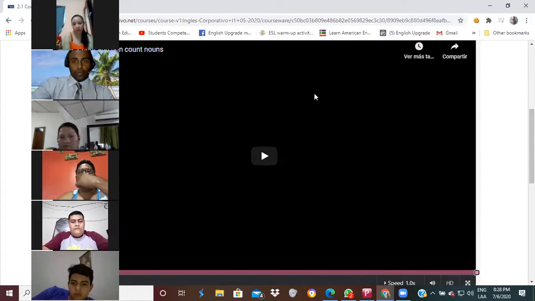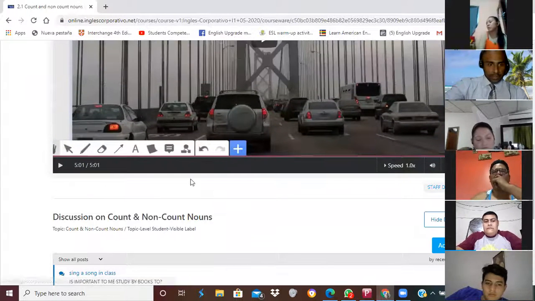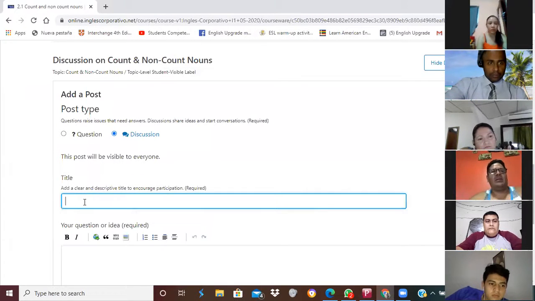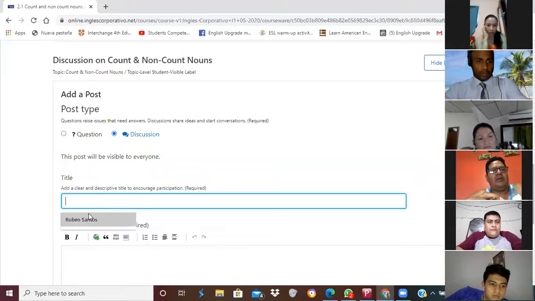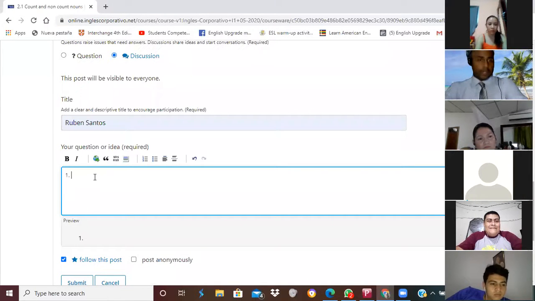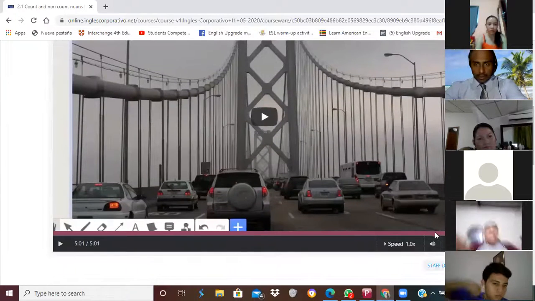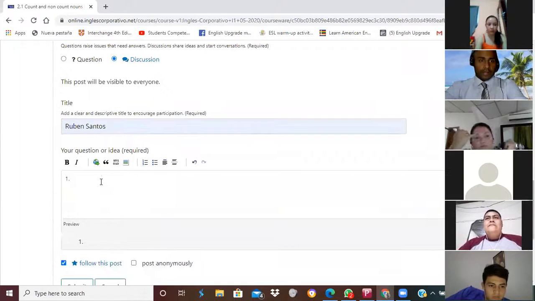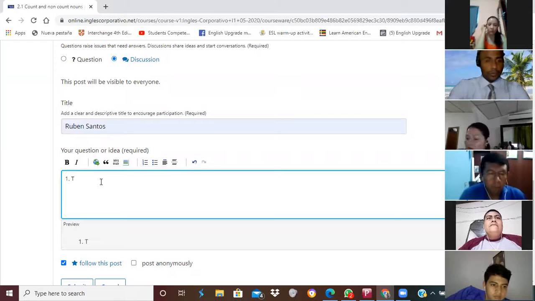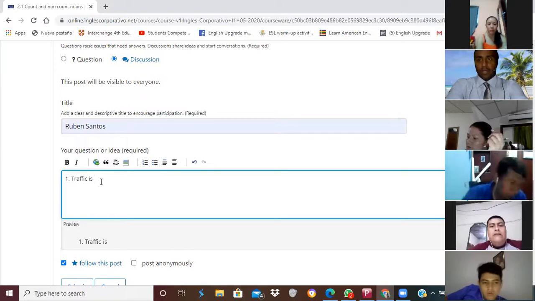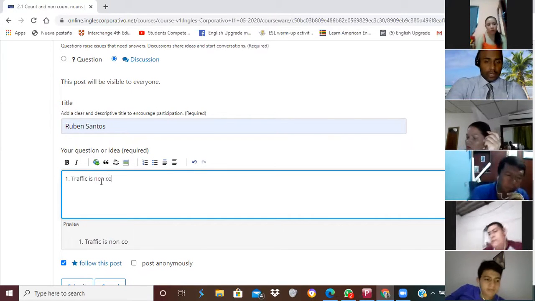So what you are going to do in this activity is come here and say add a post. Where it says title, you're going to put your name, in my case, Ruben Santos. And you're going to say, for example, number one, and write: traffic. Is traffic countable or non-countable? Non-countable.